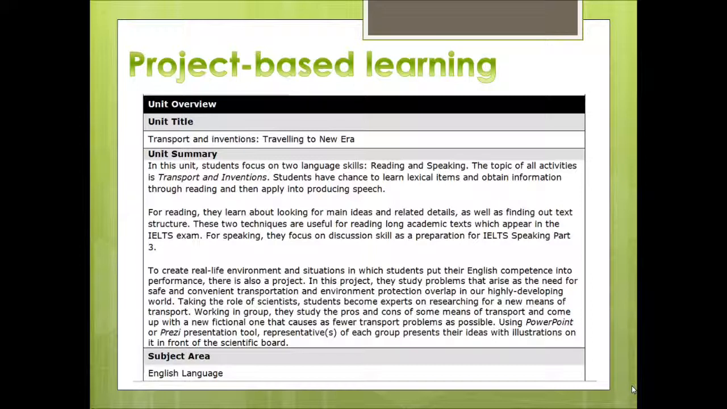Taking the role of scientists, students become experts on researching new means of transport. Working in groups, they study the pros and cons of some means of transport and come up with a new fictional one that causes as few transport problems as possible. Using the PowerPoint or Prezi presentation tool, a representative of each group presents the ideas with illustrations in front of the scientific board.